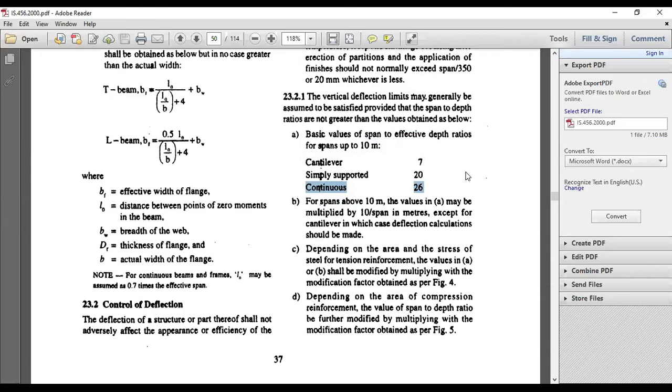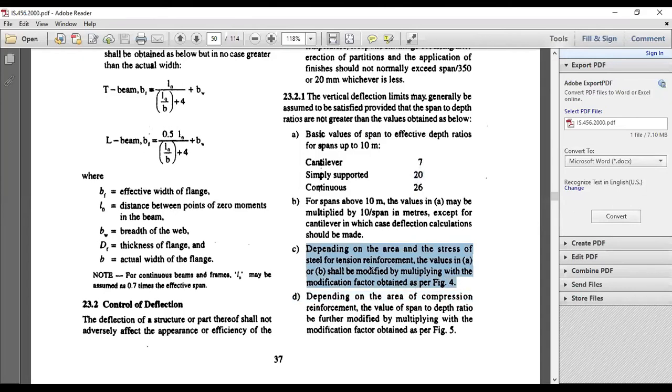So in our case our span to depth ratio is 20. Our slab is just simply supported by the walls. There is no other condition given to us in the problem, so our slab is a simply supported slab. So our span to depth ratio is 20. But they have given more, now if you read this, see what they have given.